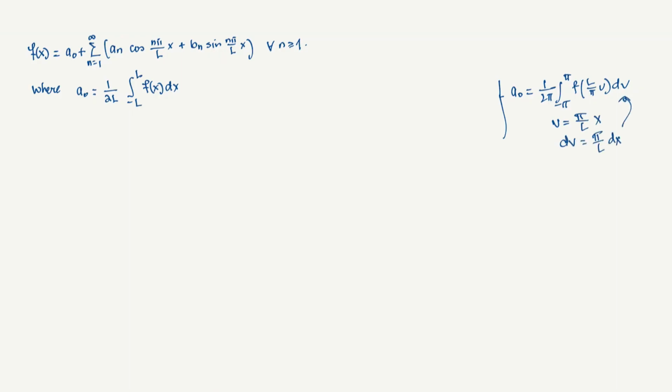So if you replace it here, it becomes 1 by 2 pi, and then this integral. When v is minus pi, x is minus L.